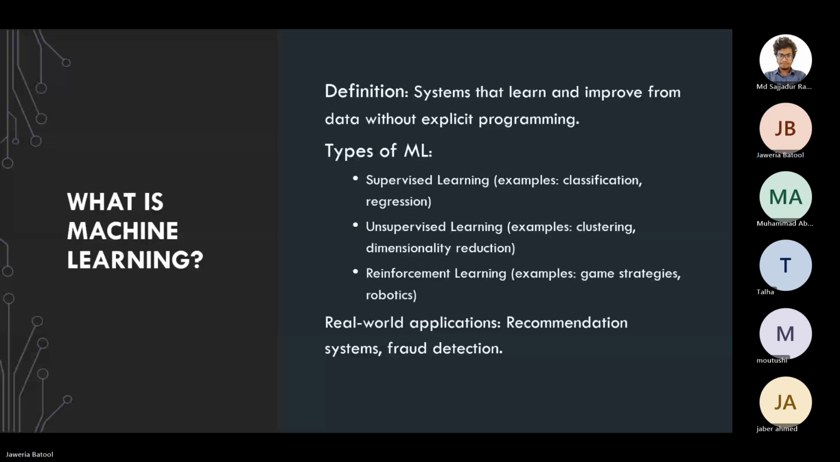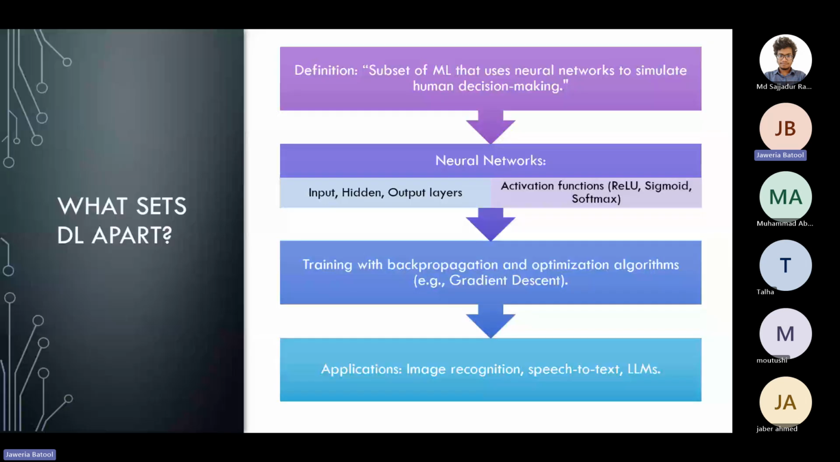The next part is deep learning, and we'll learn about its basics. Deep learning is a subset of machine learning that uses neural networks to simulate human decision making. These neural networks are made on a similar pattern to the neural networks in the human brain.